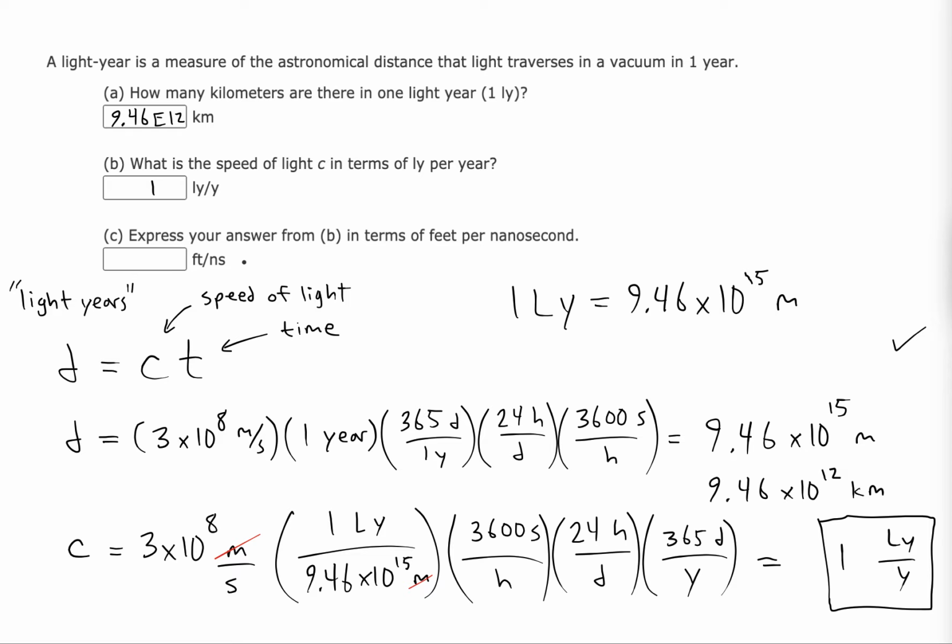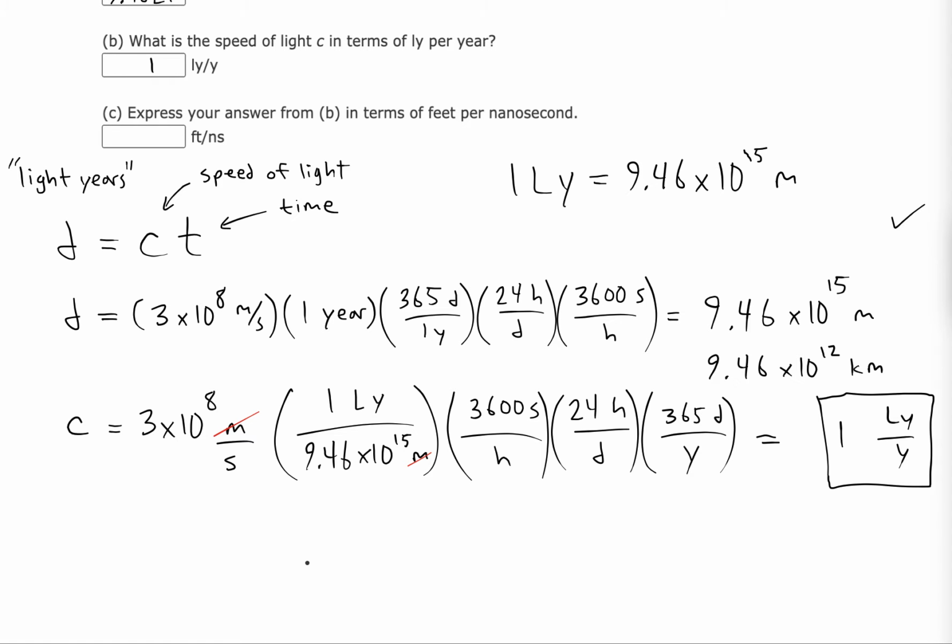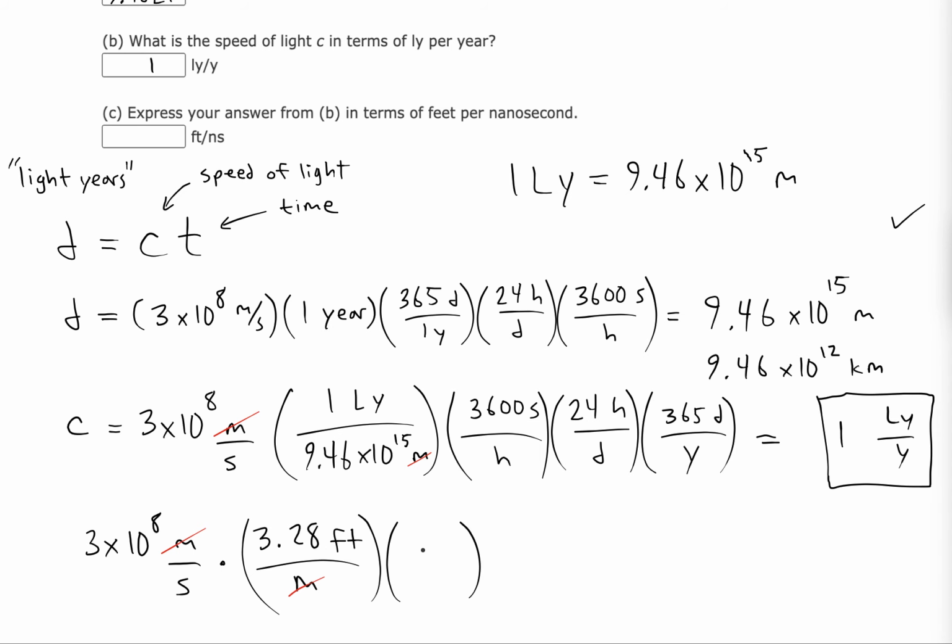All right, and finally, can we express our answer above in terms of feet per nanosecond? All right, it's an interesting question. Let's see. So I'm going to start with the speed of light. 3 times 10 to the 8th meters per second. I'll change the meters into feet. All right, so that'll convert my distance to feet. Now I need the seconds turned into nanoseconds.